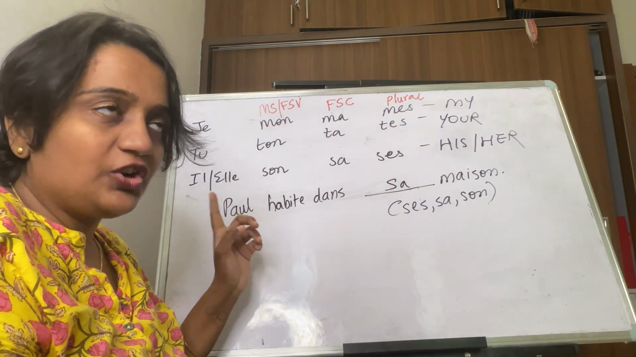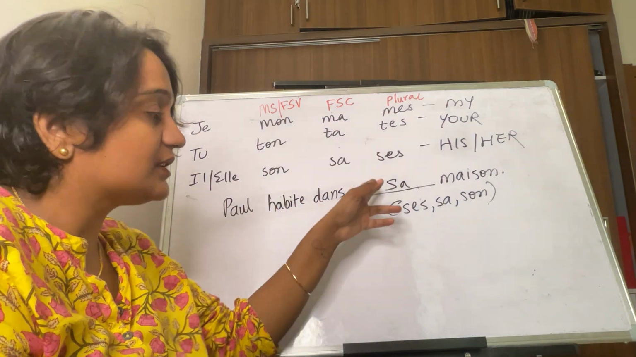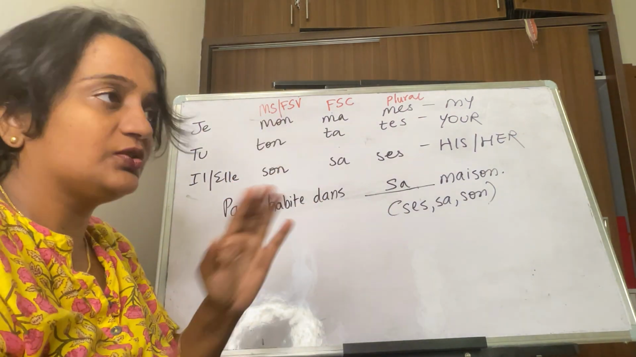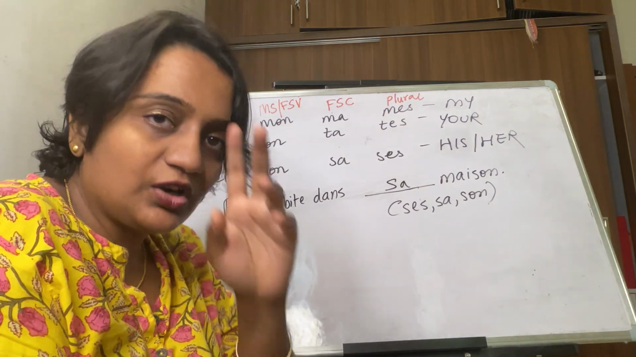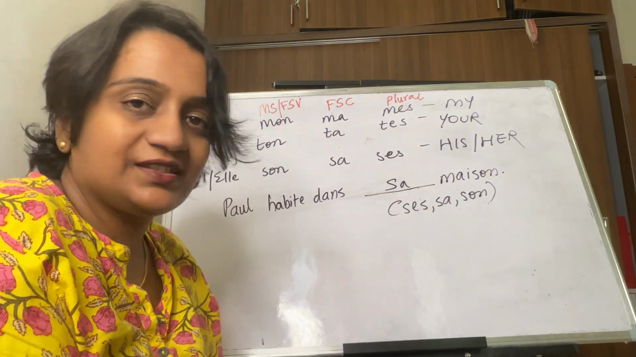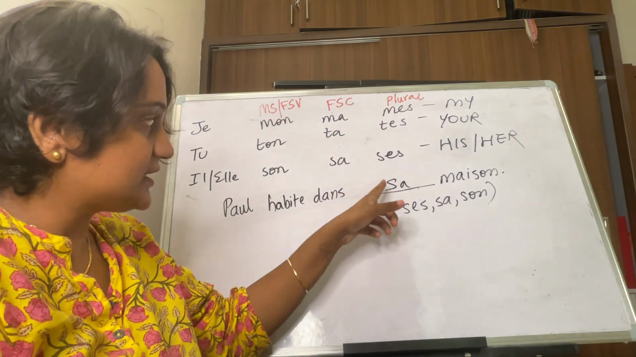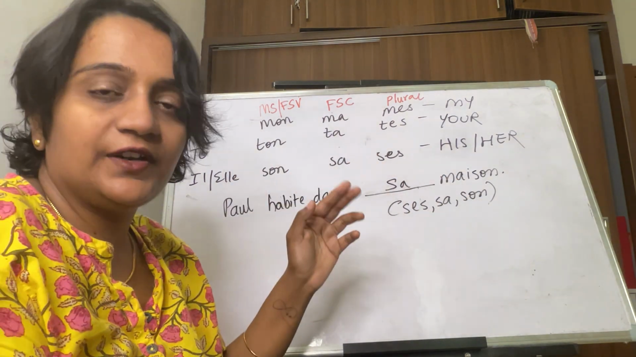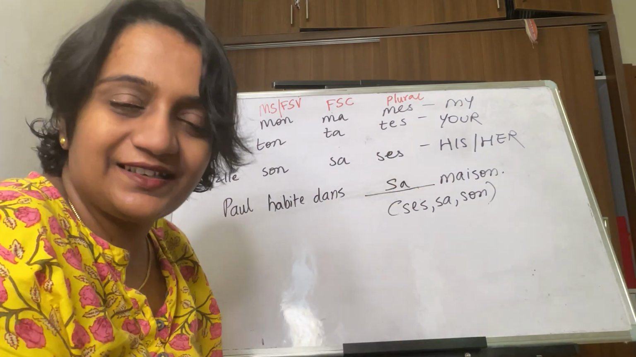But if I had not followed my steps, I would probably have written son. Paul is masculine singular, so I should put son. No, no, no, no. Please do not go with Paul. You have to go with the house, because sa is going to sit with the house, not with Paul. Paul sa, we're not going to say sa Paul and something else, right?